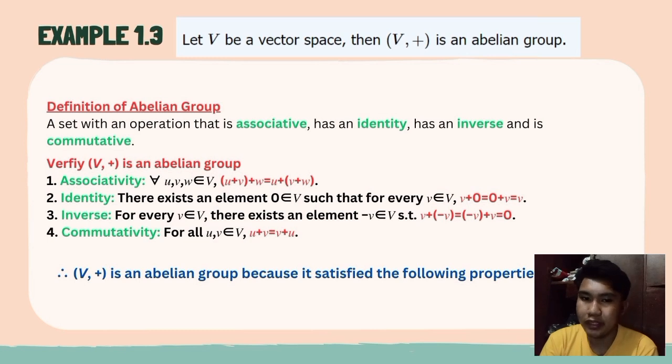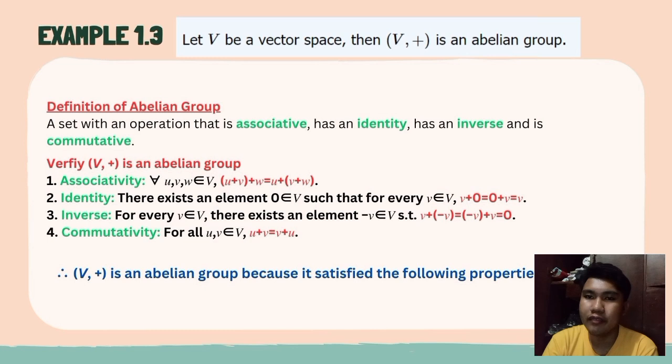For example 1.3, let V be a vector space, then a vector space with addition is an abelian group. The definition of an abelian group is a set with an operation that is associative, has an identity, has an inverse, and is commutative. Let's verify the vector space with addition is an abelian group.